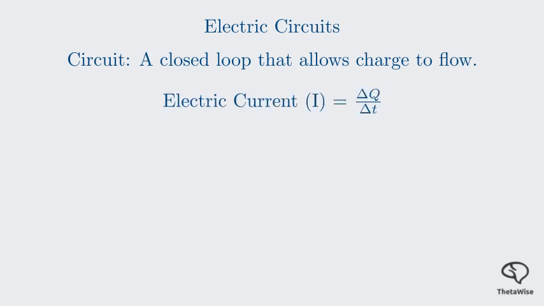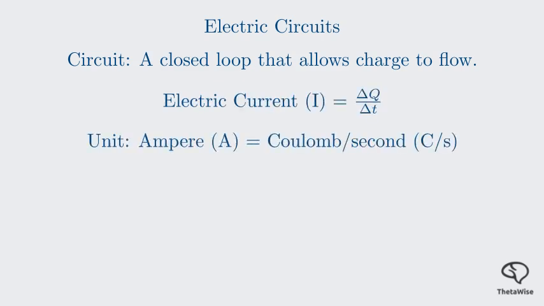Electric current, I, is defined as the rate of flow of electric charge. That is, the amount of charge Q that passes a point in a wire per unit time, T. The unit of current is the coulomb per second, which we call an ampere, or just amp.